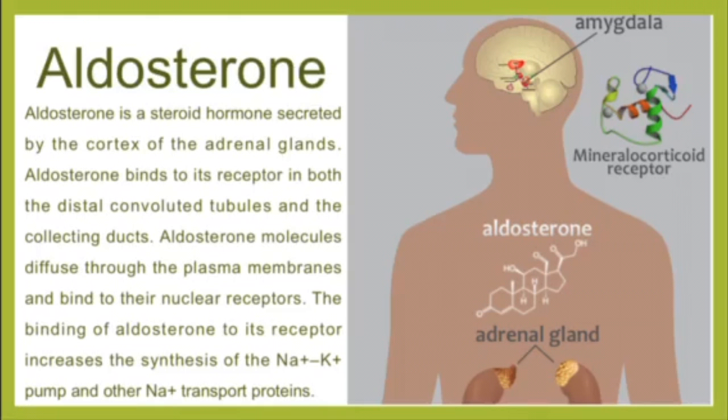Aldosterone is a steroid hormone secreted by the cortex of the adrenal glands, which is shown in the picture. Aldosterone binds to its receptor in both the distal convoluted tubules and the collecting ducts. Aldosterone molecules diffuse through the plasma membranes and bind to their nuclear receptors. The binding of aldosterone to its receptor increases the synthesis of the sodium ion (Na positive) to potassium (K positive) pump and other Na transport proteins.